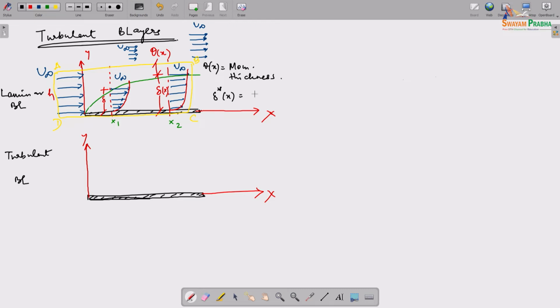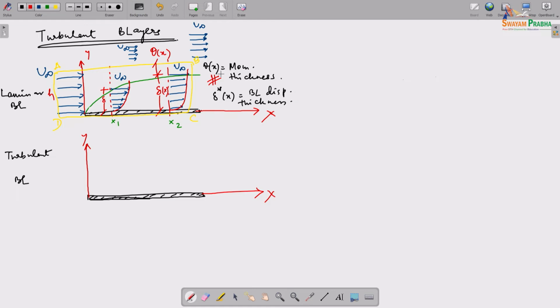So this is your boundary layer displacement thickness, right, and these two are not equal. Okay.